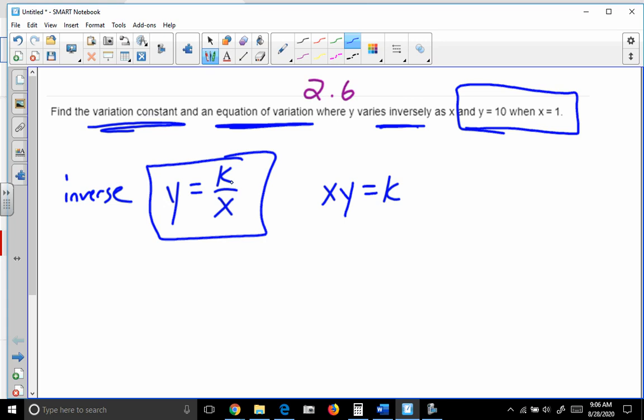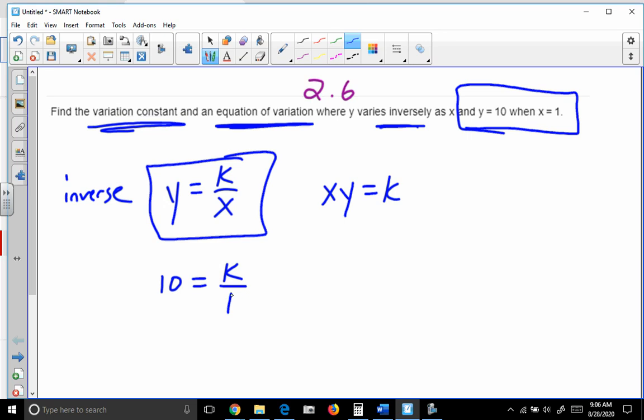So k is a constant. For a given relationship and a given inverse, k is going to be constant and x and y are going to vary. So we want to find out, what is k going to be in this particular relation? So we put a 10 in place of y. We put a 1 in place of x, and we solve for k.